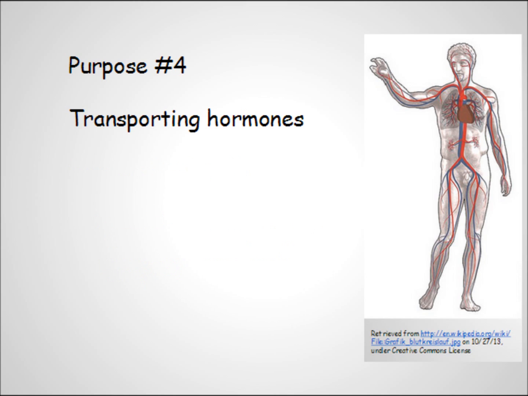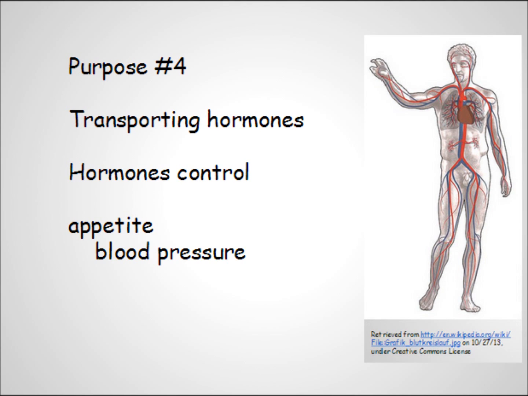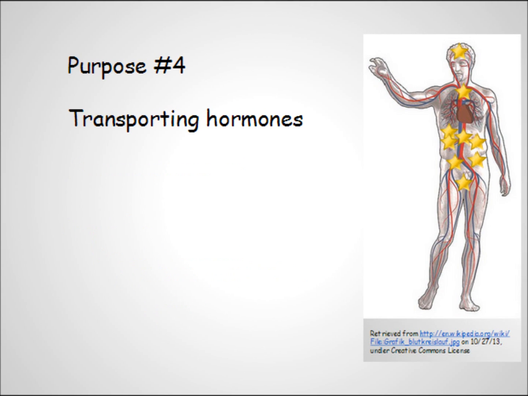A fourth major service our cardiovascular system provides us is transporting hormones throughout our bodies. Hormones control everything from appetite, to blood pressure, to glucose metabolism, to libido. They are synthesized throughout the body, from brain to liver to gonads, and are delivered directly into the blood. Without hormones and their delivery system, we would quickly die.